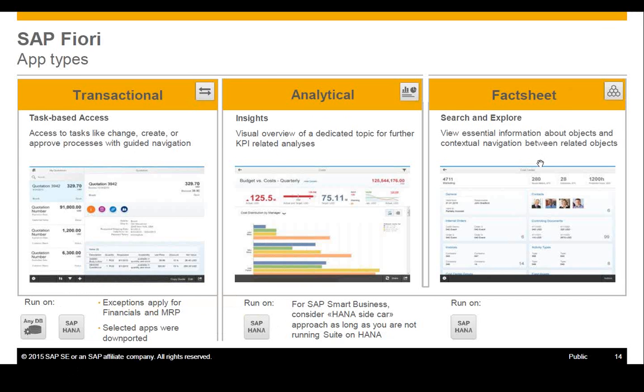Then we have different fact sheets, when we talk about contextual navigation between the different objects. Fact sheets are a summarized form of information. For example, if you're looking into a customer history, okay? So apps have three categories: transactional, analytics, and fact sheets.